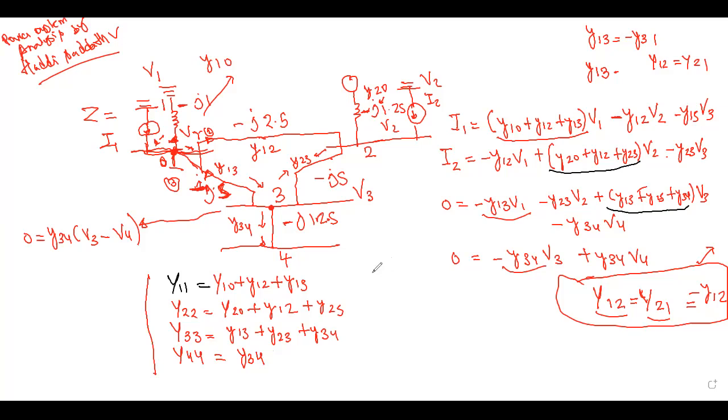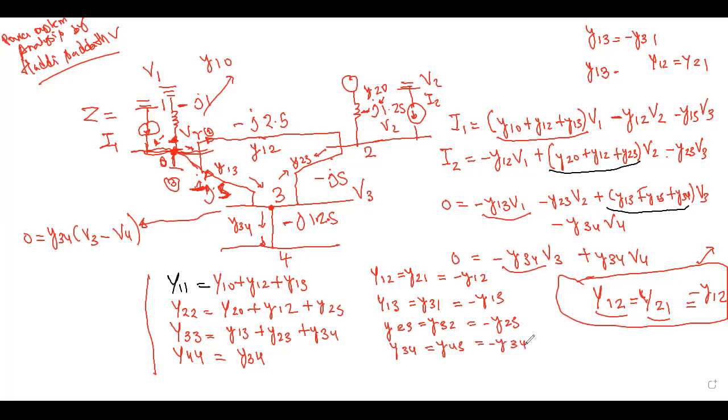So y12 would be equal to y21. This we'll write as minus y12. Then similarly y13 is equal to y31, equal to minus y13. On similar grounds y23 is equal to y32, equal to minus y23. And y34 is equal to y43, equal to minus y34.